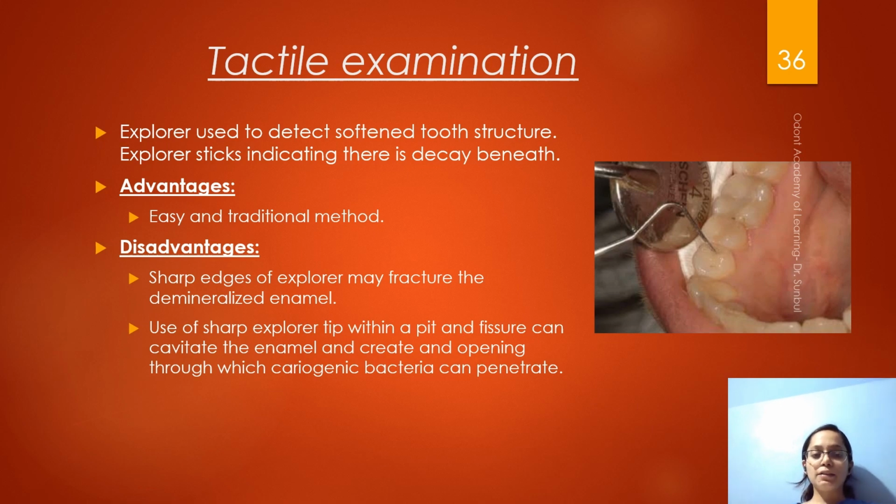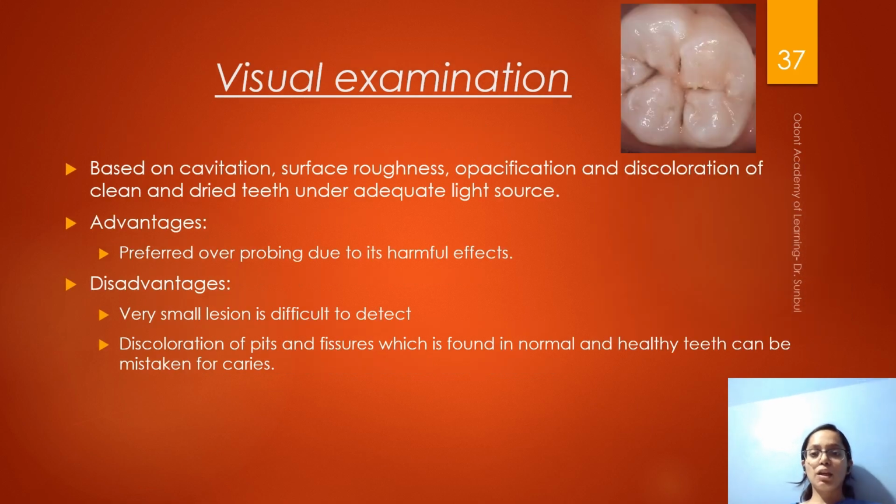Okay, and use of sharp explorer tips in pit and fissure caries is usually not encouraged, because if you are scraping it out and pushing it too much, then we can exaggerate the response and the bacteria may penetrate further. Then visual examination, we always use our eyes to visualize what surface of the tooth has caries. It does not have a lot of harmful effects like with our probe where we are deepening our cavities.